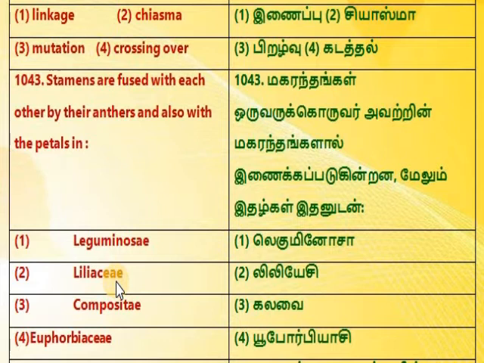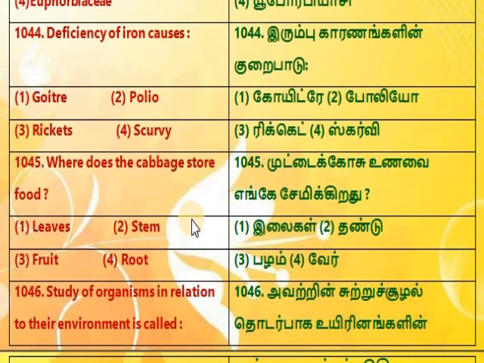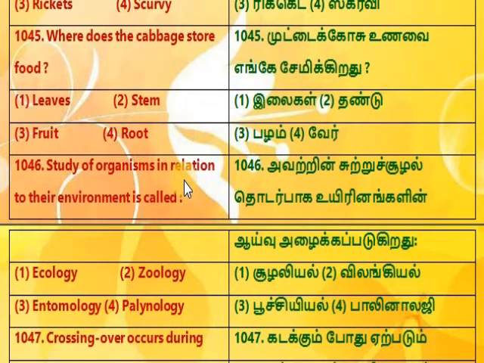1043. Stamens are fused with each other by their anthers and also with the petals in 1. Leguminosae. 2. Liliaceae. 3. Compositae. 4. Euphorbiaceae. 1044. Deficiency of iron causes 1. Goitre. 2. Polio. 3. Rickets. 4. Scurvy. 1045. Where does the cabbage store food? 1. Leaves. 2. Stem. 3. Fruit. 4. Root.